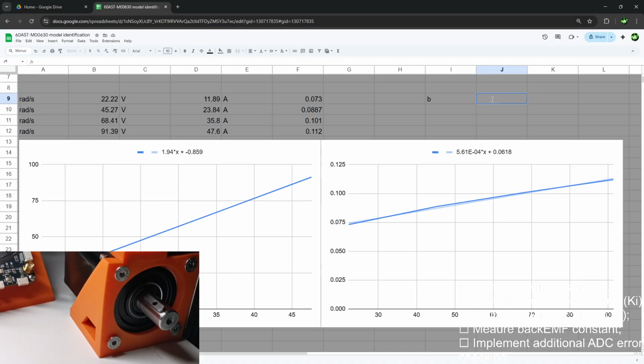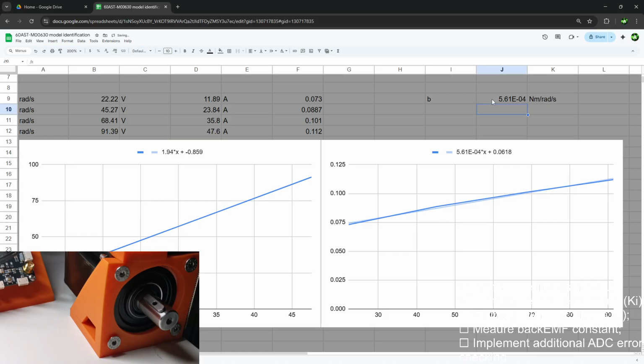Let's see. So it will be quite literally 5.61E-4. This is B. We just measured it. This was so easy. Like it does make sense, correct? Right? Radians per second. No. It will be Newton meters per radian per second.